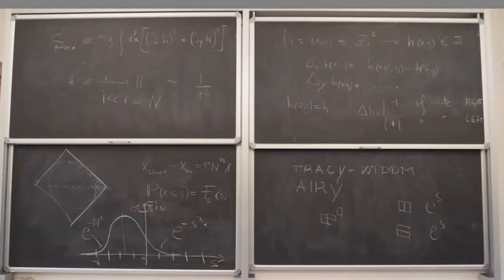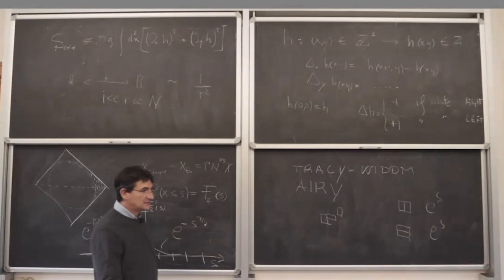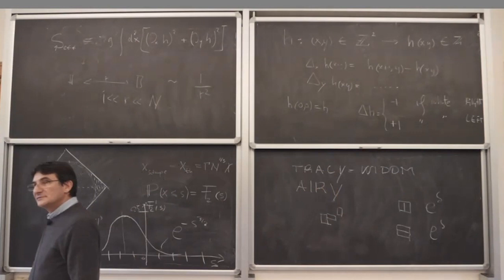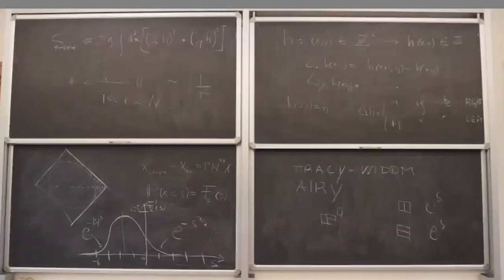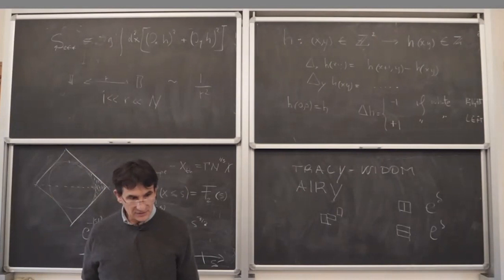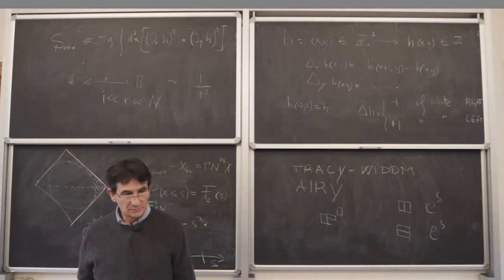Are there other questions? I don't see any questions in the chat. What's happening? Sorry, there was some. Okay, I don't see any further questions in the chat. There were some comments about random matrix theory, but I think you covered that earlier.